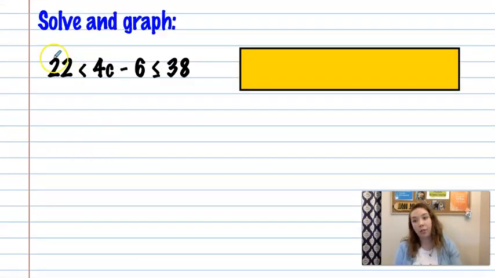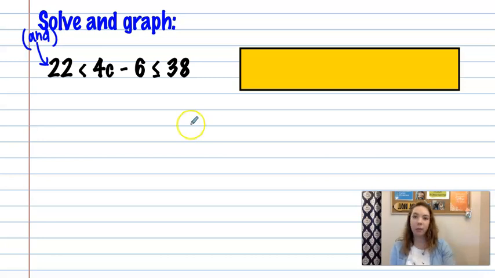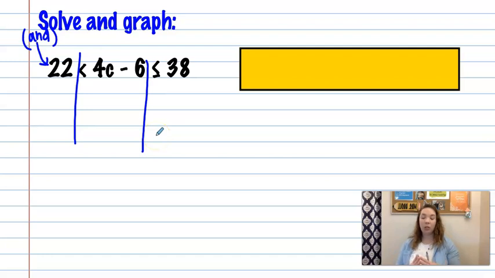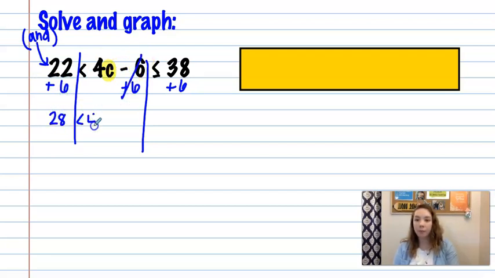So this is an and, just FYI. If it's written all in one like this, it has to be an and. So that's just a side note. But when we are solving these, we have to do whatever we are going to do to one side, we have to do to all three sections now. So I'm trying to isolate C here. So that means that I'm going to do my two-step. But when I add 6, I'm adding 6 to all three sections. So this will be 28. And over here we'll have 44.